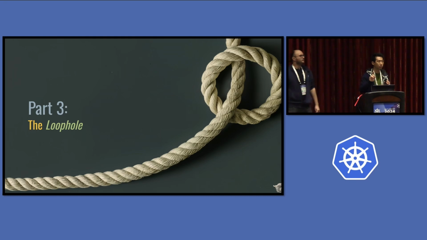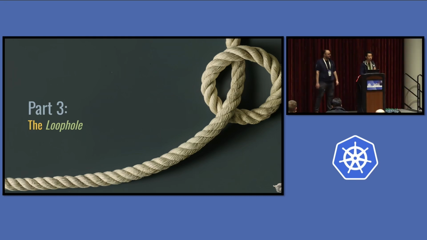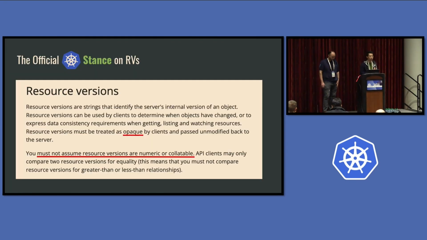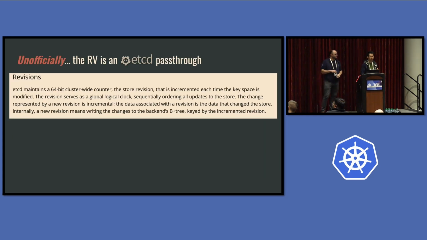But there is a loophole. There is a way that we can get around this problem. This is our official stance on RVs. RVs are supposed to be opaque. We're not supposed to assume any order, right? That means that any client that is behaving by the rules should only ever be passing back the RV that they last saw, and it's just an opaque string. That means we can do stuff under the hood.